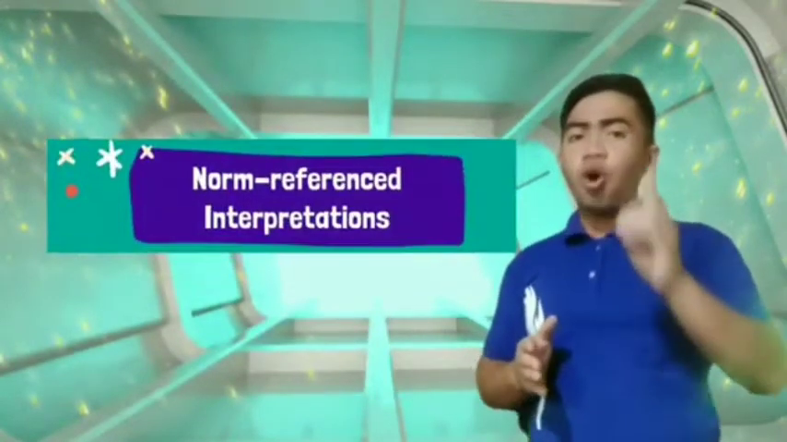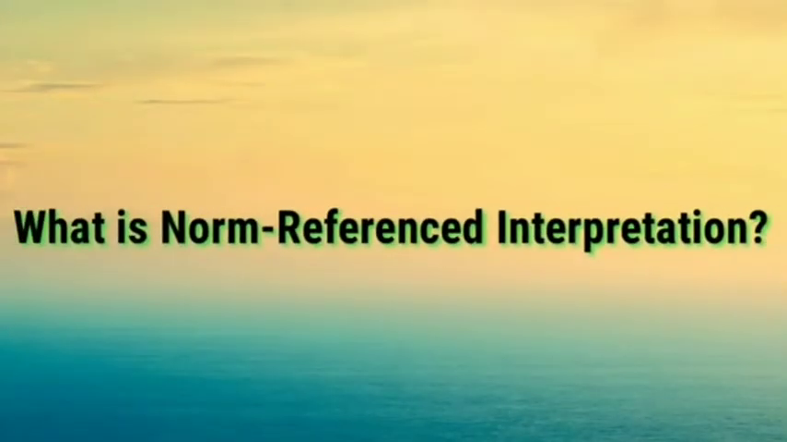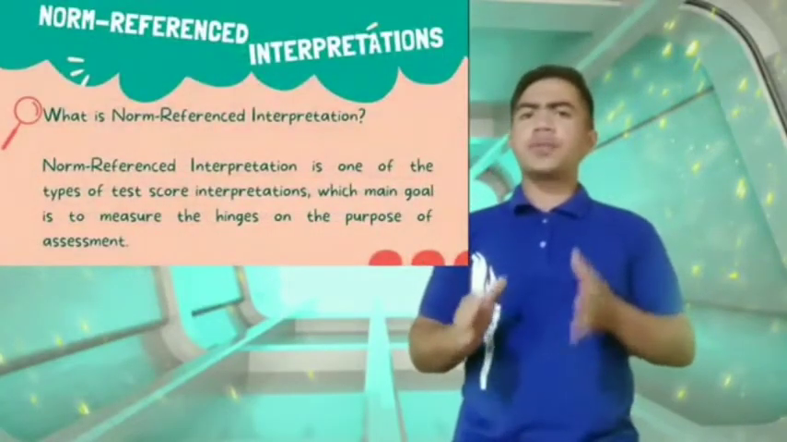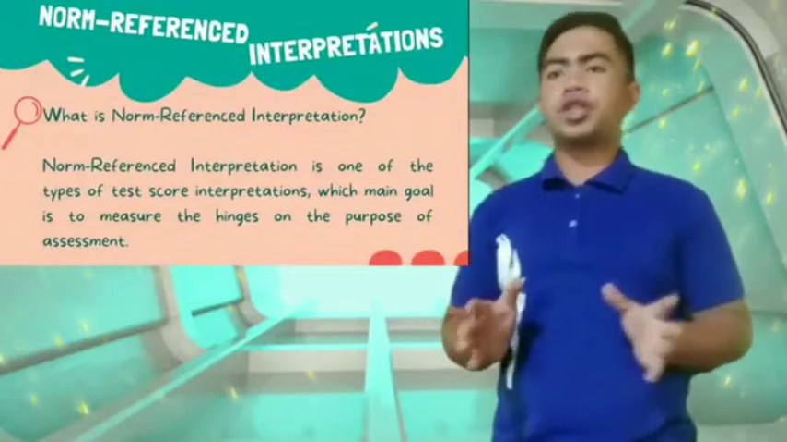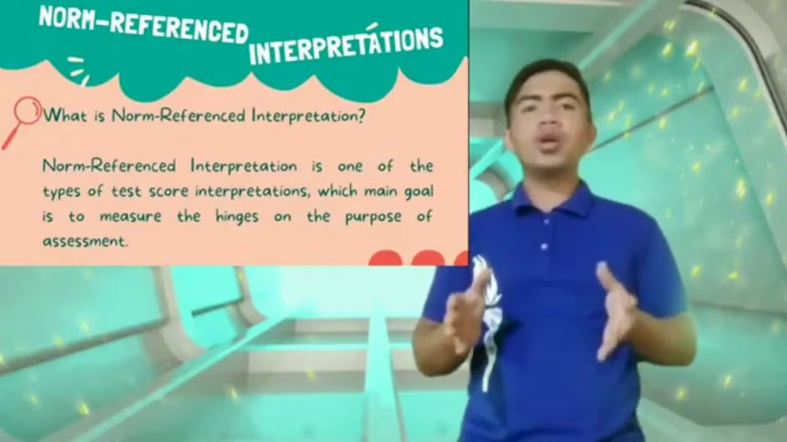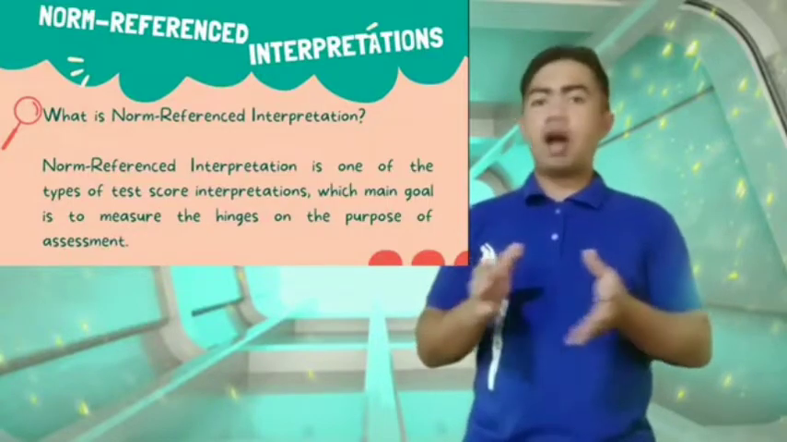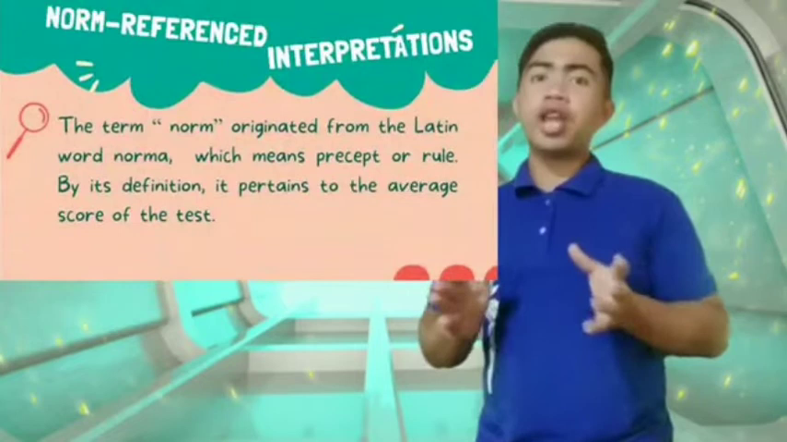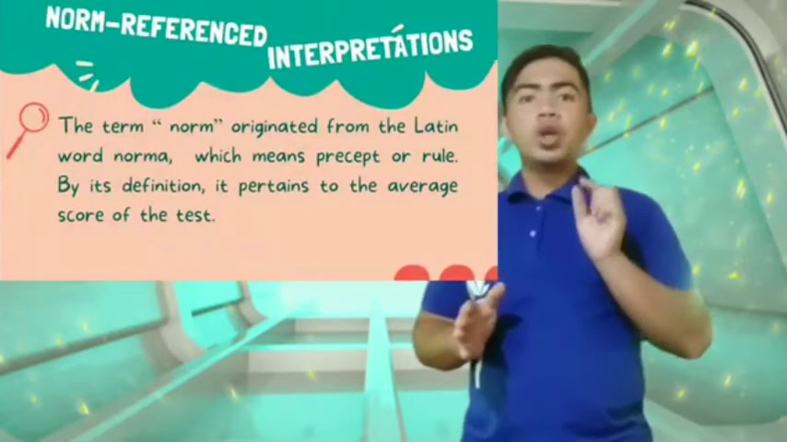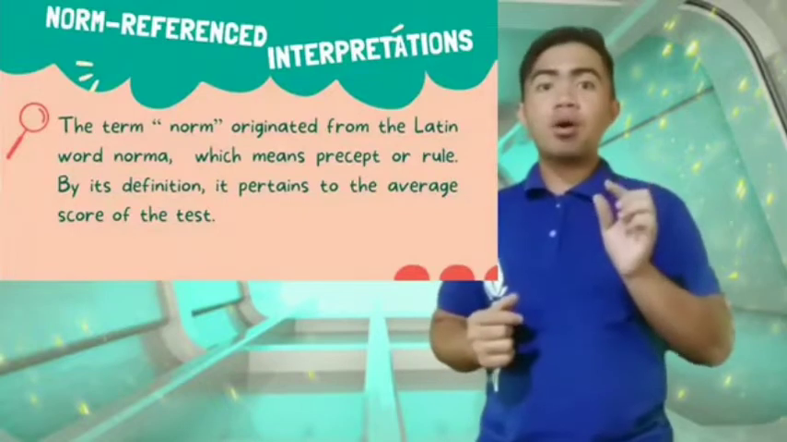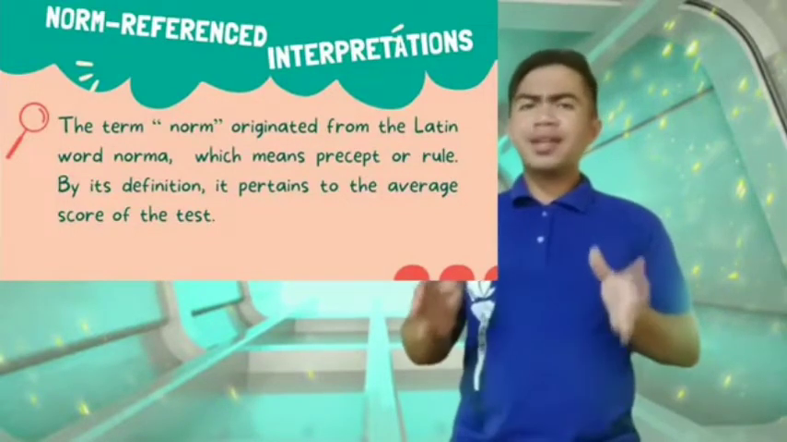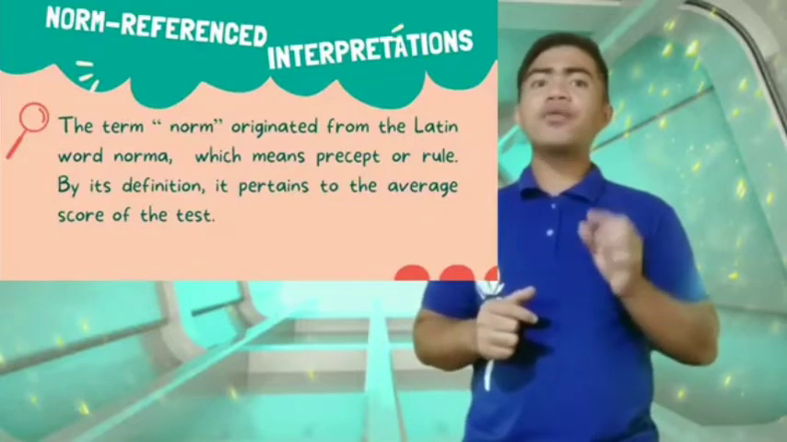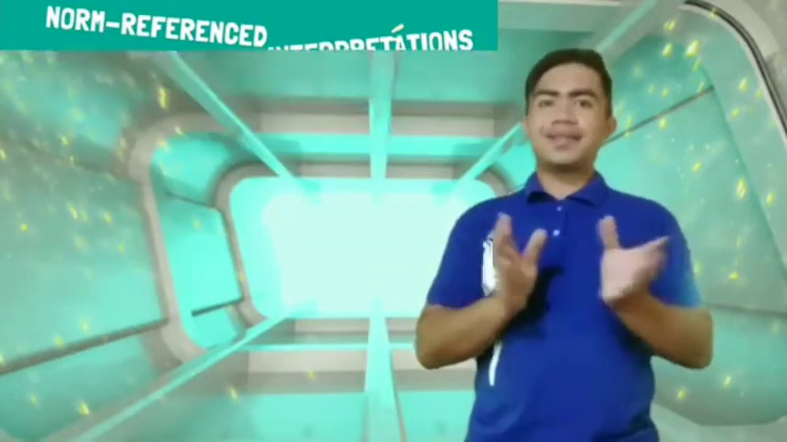At wala nang pagpaligoy-ligoy pa, let's talk about the norm reference interpretation. What is norm reference interpretation? Mr. Baguettes, gets mo ba? Norm reference interpretation is one of the types of score interpretation, which hinges on the purpose of assessment. The term norm originated from the Latin word norma, which means precept or rule. By this definition, it is pertaining to the average test score in the test.